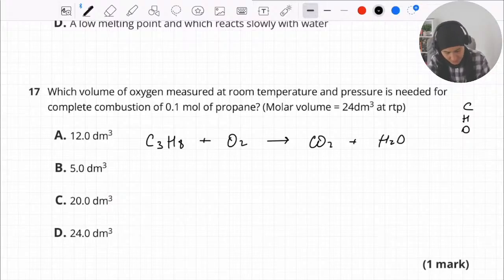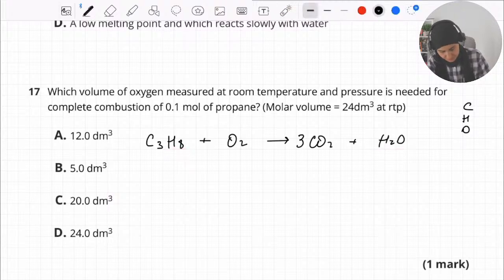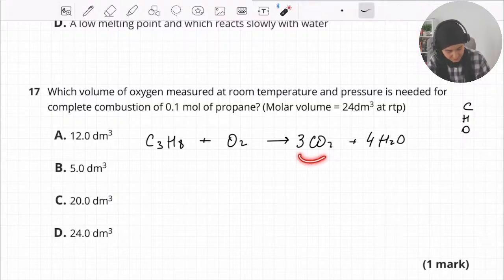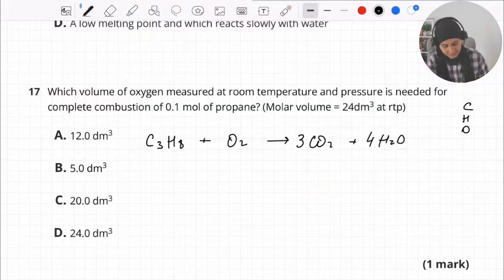That's the fastest way. So on the left side, I have 3 carbons, on the right 1, so I put a 3. Then hydrogens. It's 8 on the left, 2 on the right. So to make it 8, I put a 4. Now it's 8, 4 times 2. And let's carefully calculate oxygens. On the right, from CO2 I have 3 times 2, and from water it's 4 oxygens. So what is it? 6 plus 4, 10. Yeah, so I have 10 oxygens on the right, and to make it 10 on the left, I have to put a 5. Now it's 10.